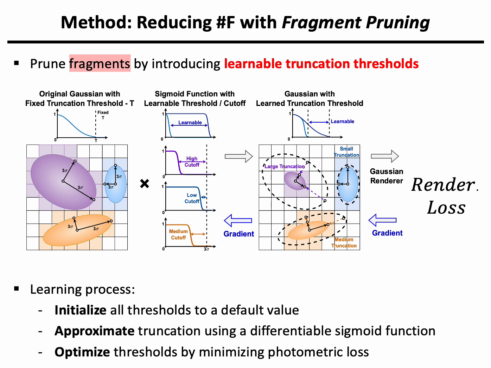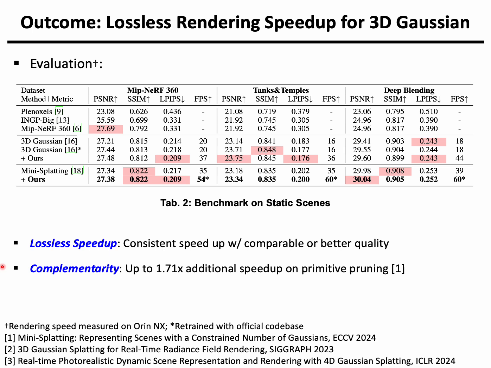Here are the benchmark results on static scene reconstruction datasets, including Mip-NeRF 360, Tanks and Temples, and Deep Blending. On all the 3 datasets, our method achieves lossless speedup. So for example, as compared to vanilla 3D Gaussian splatting, our method consistently achieves higher rendering speed on the 3 datasets, while achieving comparable or even better rendering fidelity in terms of PSNR, SSIM, or LPIPS.